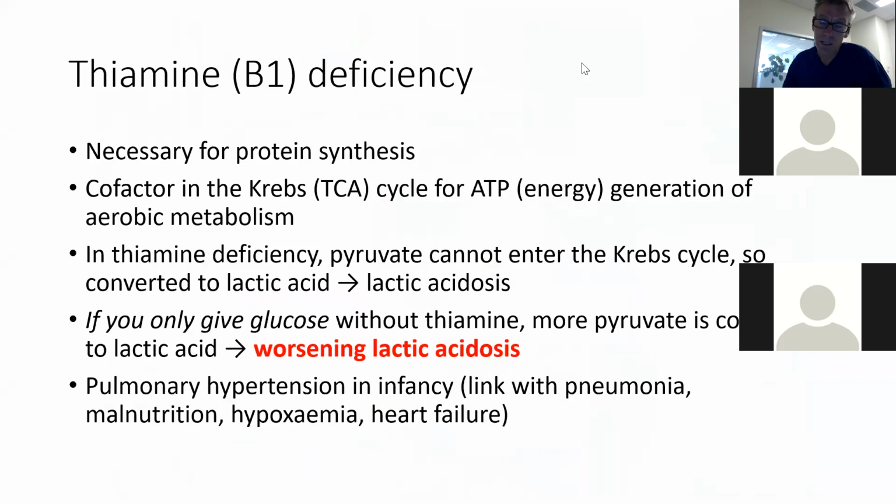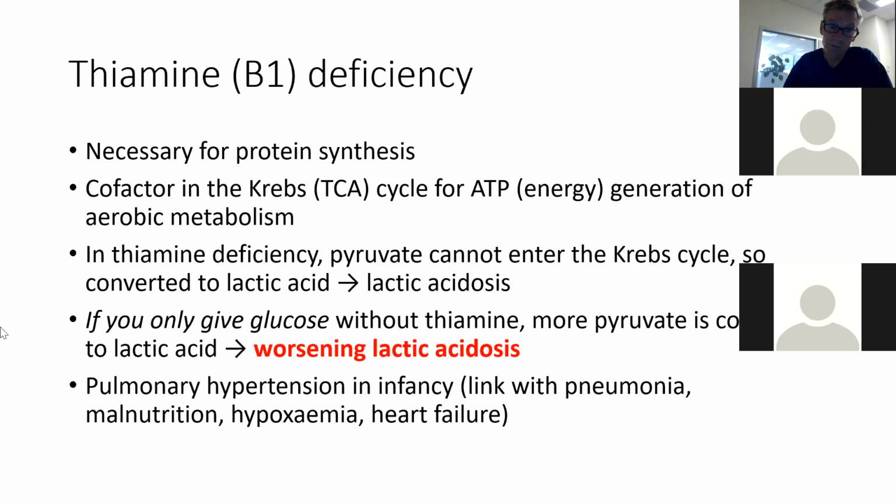And so in children who are Thymine deficient, they won't have enough Thymine to make new protein. Even if you feed them adequately with enough carbohydrates, if they don't have Thymine in the carbohydrates, then they won't make new protein, and they won't be able to generate energy because Thymine's a cofactor in the Krebs cycle. And so instead of entering the Krebs cycle, pyruvate gets converted to lactic acid, and then the child has a lactic acidosis.